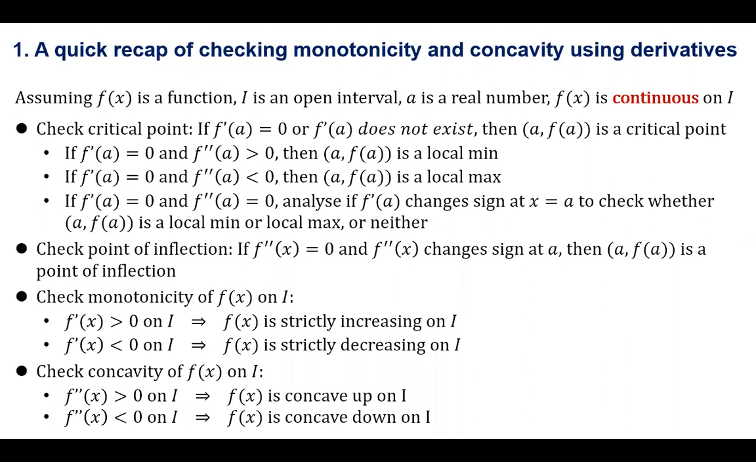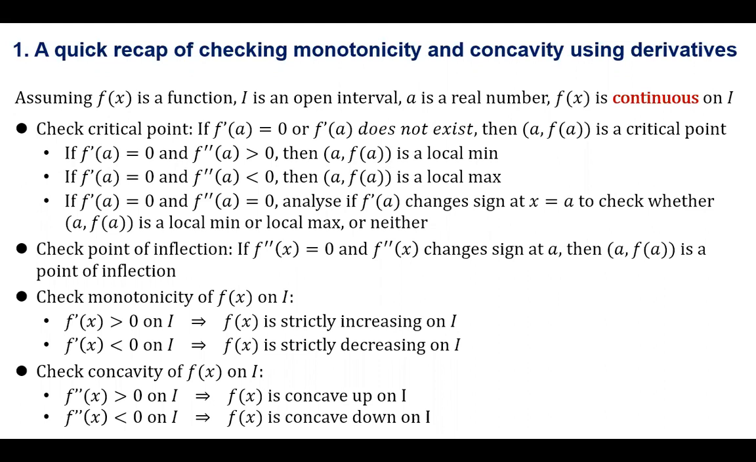Specifically speaking, if the first derivative at a is 0 and the second derivative is greater than 0, then this point a is a local minimum. Next, if the first derivative at a is 0 and the second derivative at a is less than 0, then this point a is a local maximum. Remember that? This is what we have learned in our previous lessons, right?